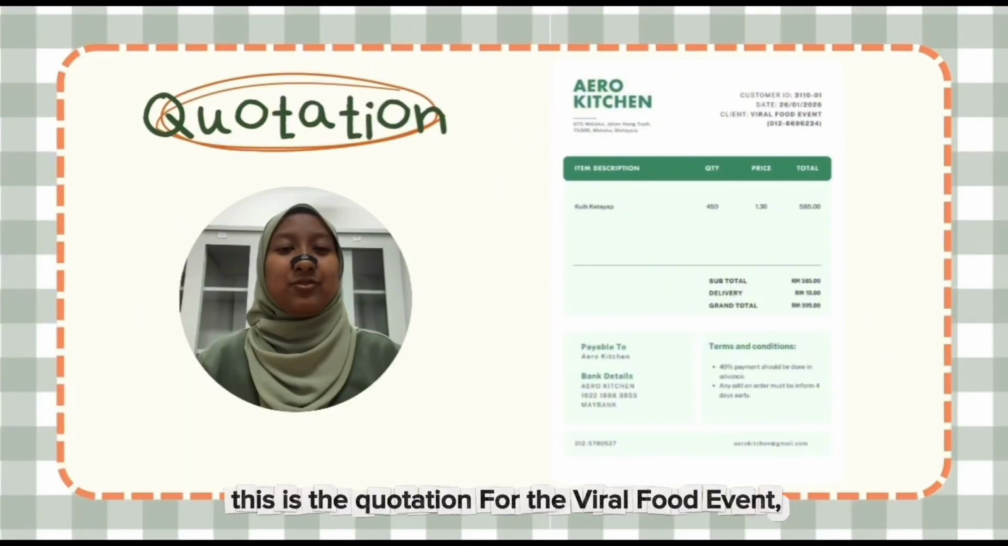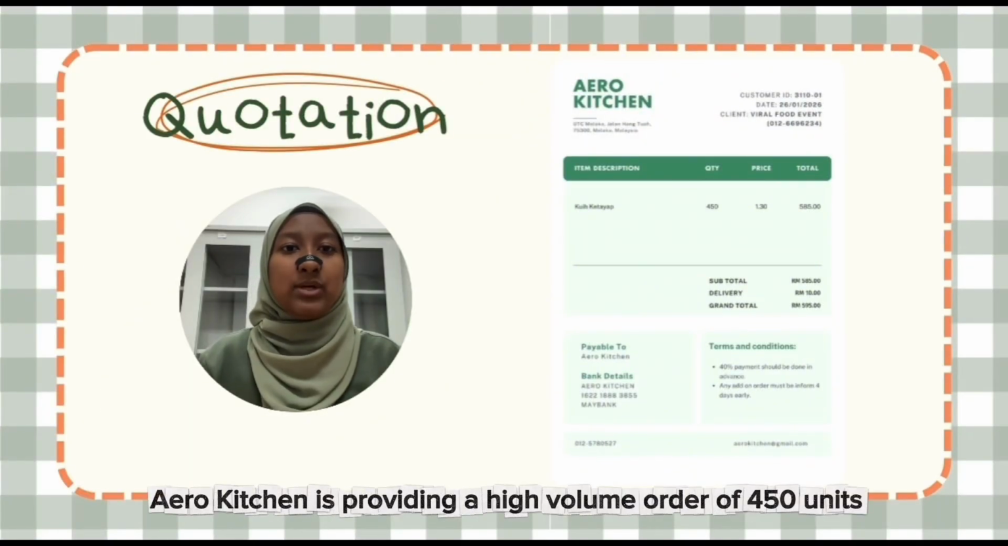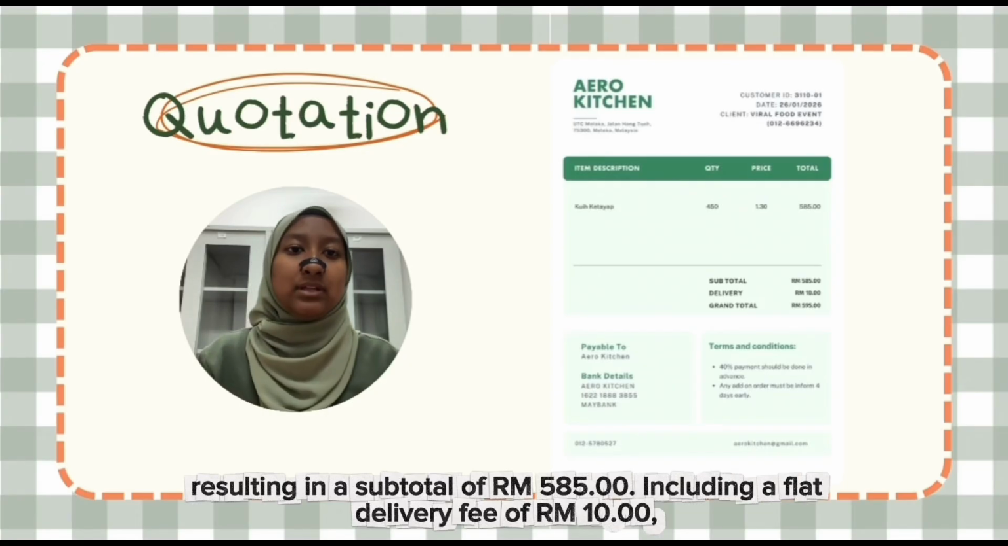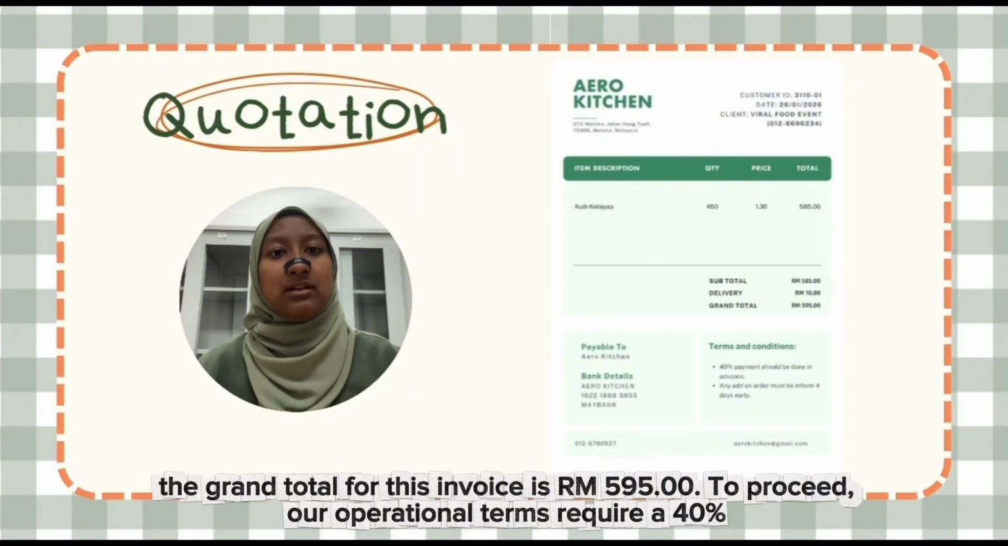For the quotation for the viral food event, Aero Kitchen is providing a high volume order of 450 units of traditional kuih ketayap at a unit price of RM1.30, resulting in a subtotal of RM585, including a delivery fee of RM10. The grand total for this order is RM595.